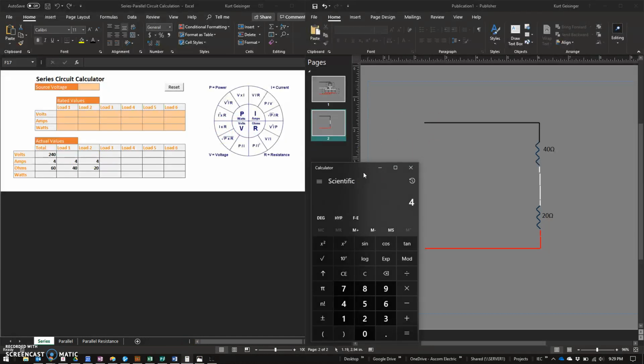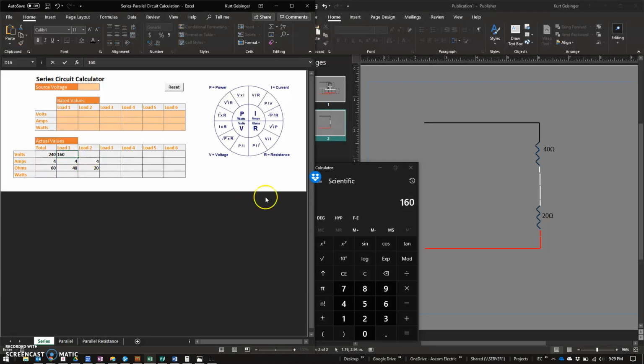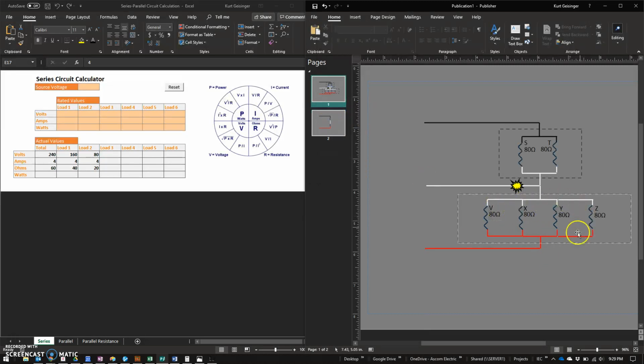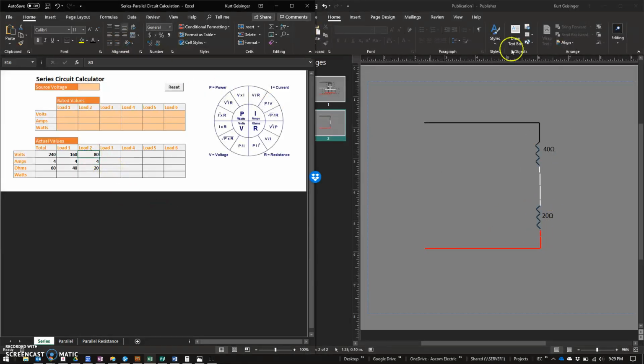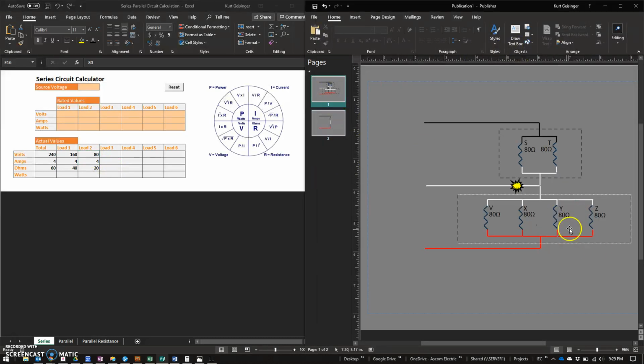We are going to say I times R equals V. So we'll say 4 times 40 for our first one gives us 160. Same thing for the next one: 4 times 20 gives us 80. The important part of that process is we now know the voltage applied to each of these sections. So if we come back here, the voltage applied to this section, if we rewrite it like this, is what we just found, which was 80. So now we know there's 80 volts applied to this section.